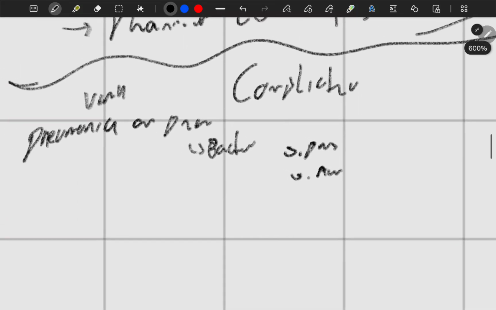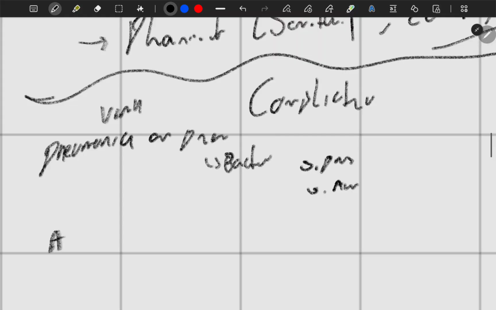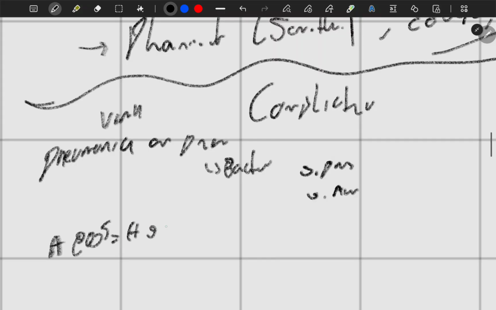Also, we have ARDS: bilateral fluid infiltrates and severe hypoxemia, due to viral or bacterial pneumonia.